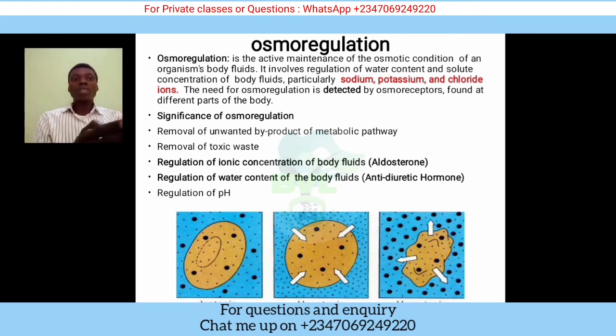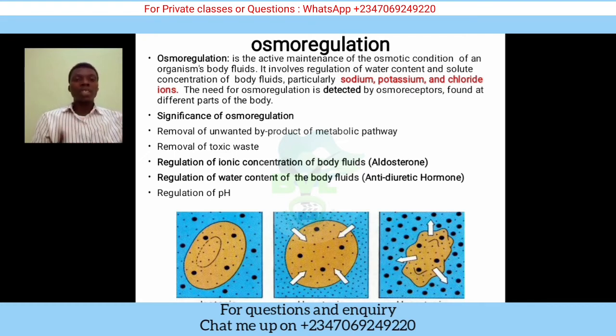So it involves regulation of water content and solute concentration of body fluid, particularly sodium, potassium, and chloride ions. All right. So the need for osmoregulation is detected by osmoreceptors found at different parts of the body. Explaining this will make you understand the need for our body to balance the water content, and this explains why sometimes we pass out a large amount of urine and sometimes little. Why? Because the body is trying to balance the amount of water in it.